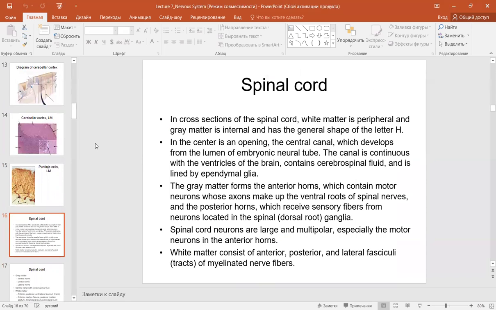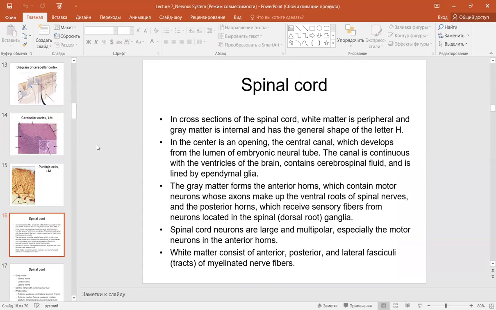Spinal cord. In cross sections of the spinal cord, white matter is peripheral and gray matter is internal, and has the general shape of letter H or butterfly. In the center is an opening, the central canal, which develops from the lumen of embryonic neural tube. This canal is continuous with the ventricles of the brain, contains cerebrospinal fluid, and is lined with ependymal glia.